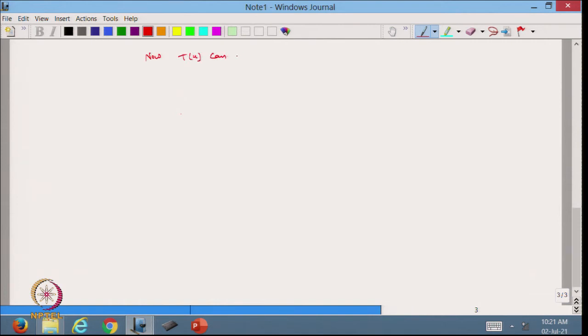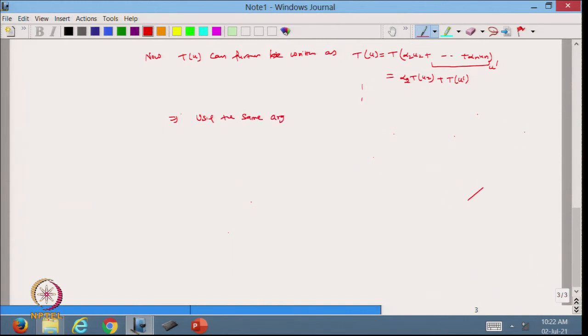T of U can further be written as T of alpha 2 U2 up to alpha n UN. So I can write this again as alpha 2 T of U2 plus the remaining next part, which I can call maybe U dash. So it will be equal to T of U dash, and similarly I can go on using the same argument.